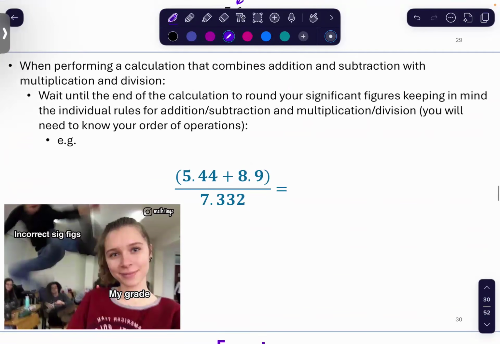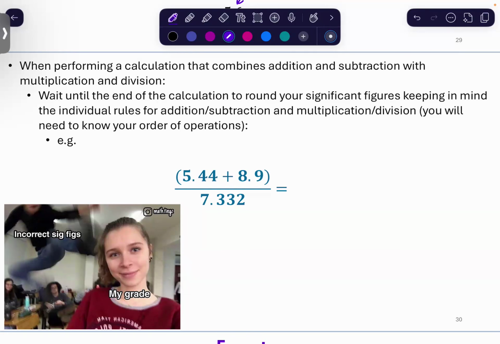Okay, so now when you're performing a calculation where you're going to combine, you're really going to wait till the end to round down to your proper number of significant figures. Now, you're going to want to maybe review your order of operations because when you look at this, you have 5.44 plus 8.9 divided by 7.332. Now, that parentheses means that you're going to do that addition first.